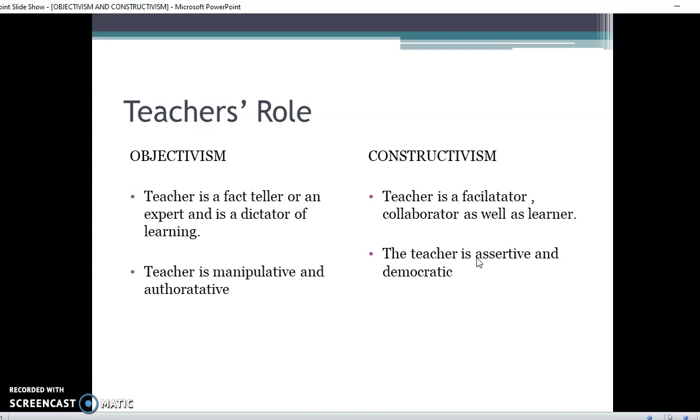So far we have seen how objectivism and constructivism differ based on knowledge, based on the concept of learning understood by each, and the third point is teacher's role. So what role a teacher plays in a constructivist classroom and in an objectivist classroom. A few more points of differentiation between objectivism and constructivism we will discuss in our upcoming lectures.